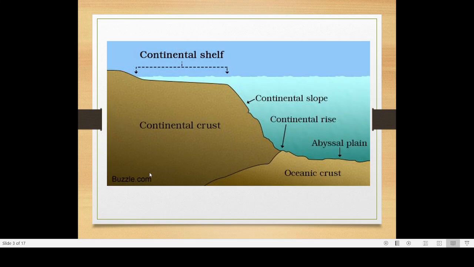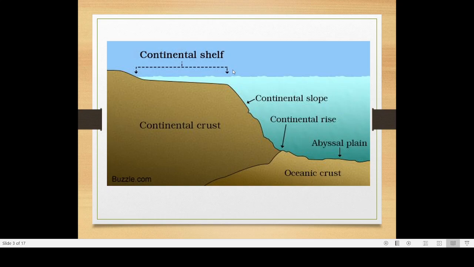Now if you take a continent, this is how the edge of a sea looks. This is the land area, and this is the point where the sea is starting. From the point of the coast, for a distance of 250 kilometers, the ocean is very gradually sloping.